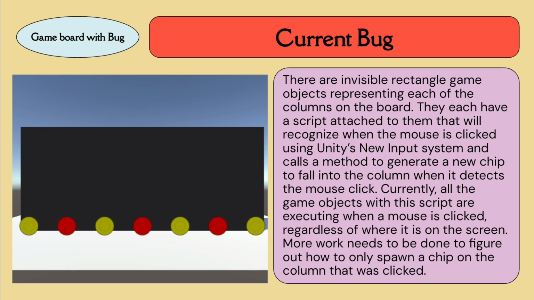However, currently all of the game objects with this script are executing when a mouse is clicked, regardless of where it is on the screen. So I will have to do some more research to figure out how to only spawn a chip on the column that was clicked.